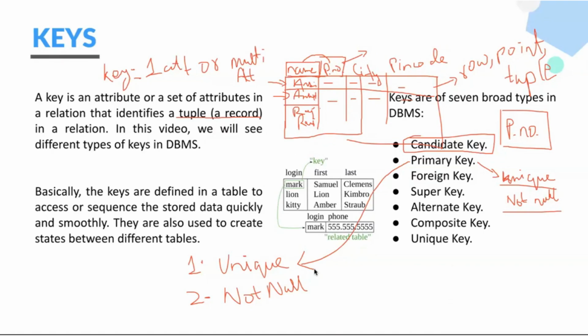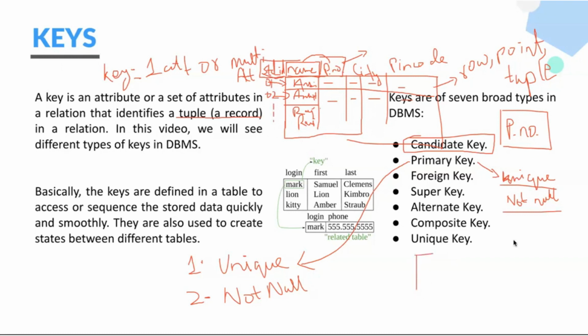Now, what is a foreign key? Let's understand foreign key. Let's say there is a student ID column, and this is our primary key, guys. This particular student ID is our primary key, which has values like 01, 02, something like this. All student IDs are there.